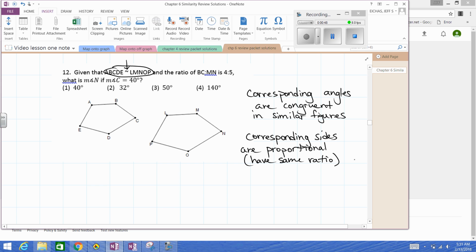So this problem is about what's the measure of angle N. If you look, they give us the measure of angle C, which is right there in the third position. N is in the third position, so they're trying to get us to use this concept. They're corresponding angles, same position, and so they must be congruent. All right, so the measure of angle C without any work is 40.